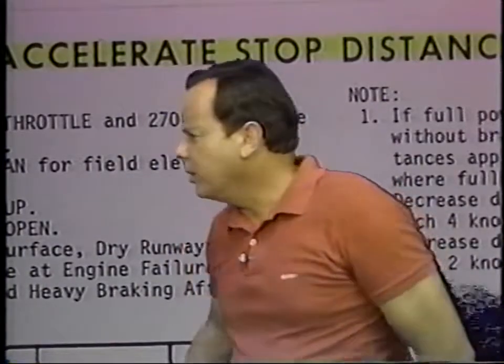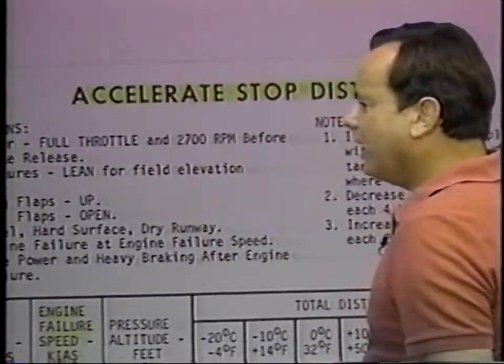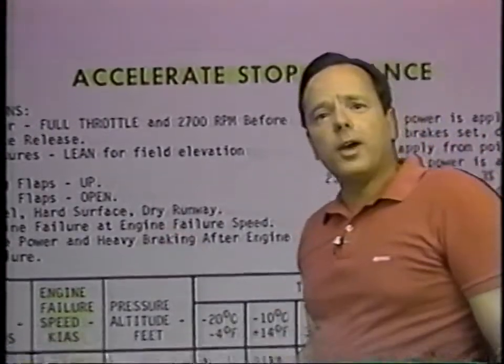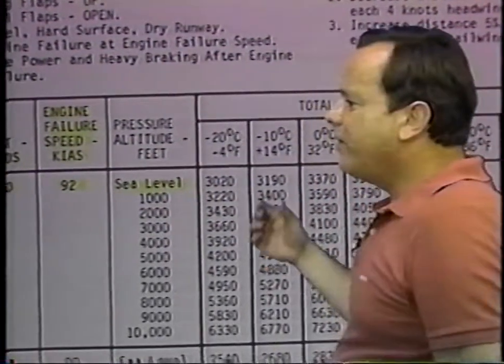All right, now let's take a look at another chart, just a second to look at it, just to give you an idea. There's also accelerate stop distance charts for twin engine airplanes, and just a whole idea that you're not going to do as well. Here's an accelerate stop distance chart right here, and what they're saying is you're going down the runway in a twin engine airplane and you have an engine fail.